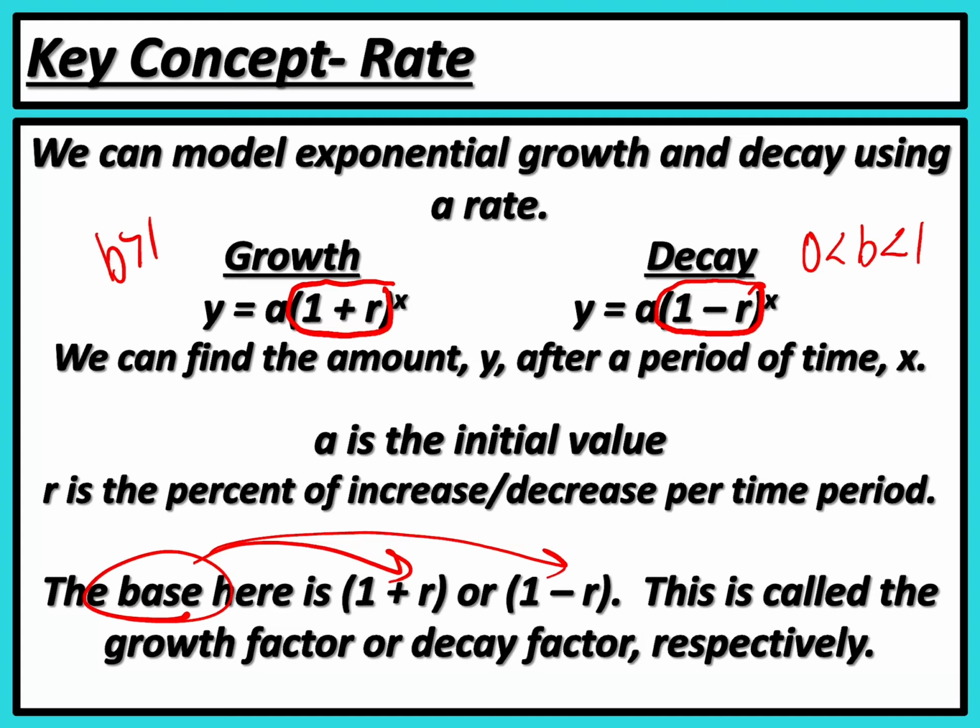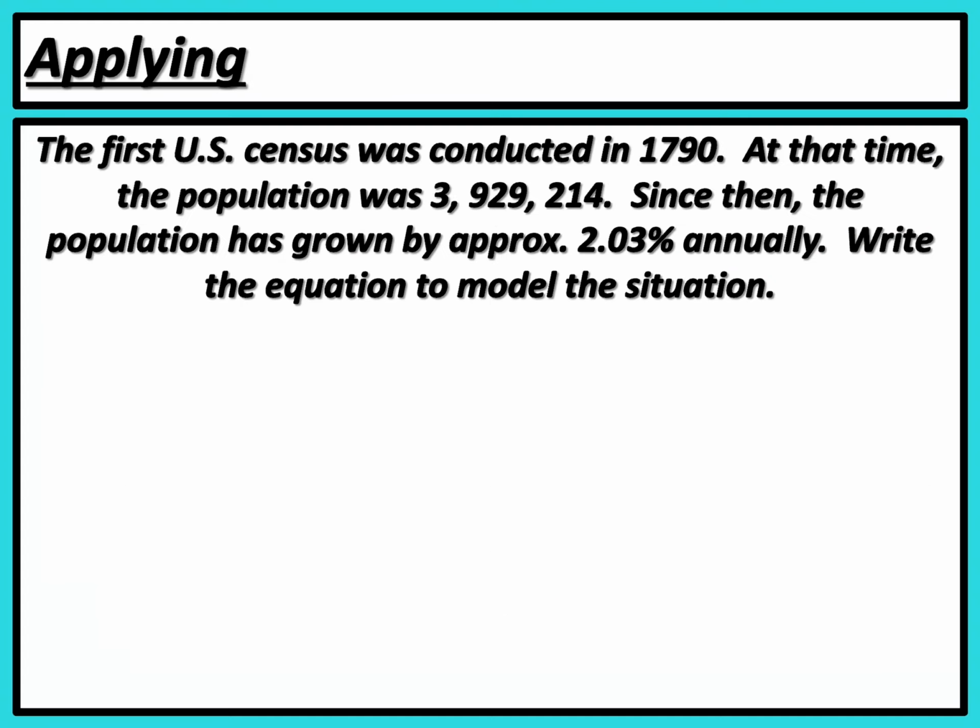When we're doing non-rate, we don't have to think about if the problem is a growth or decay. So if the first U.S. Census was conducted in 1790, at that time there were 3,929,214 people. Since then, the population has grown by approximately 2.03% annually. Write an equation to model the situation.